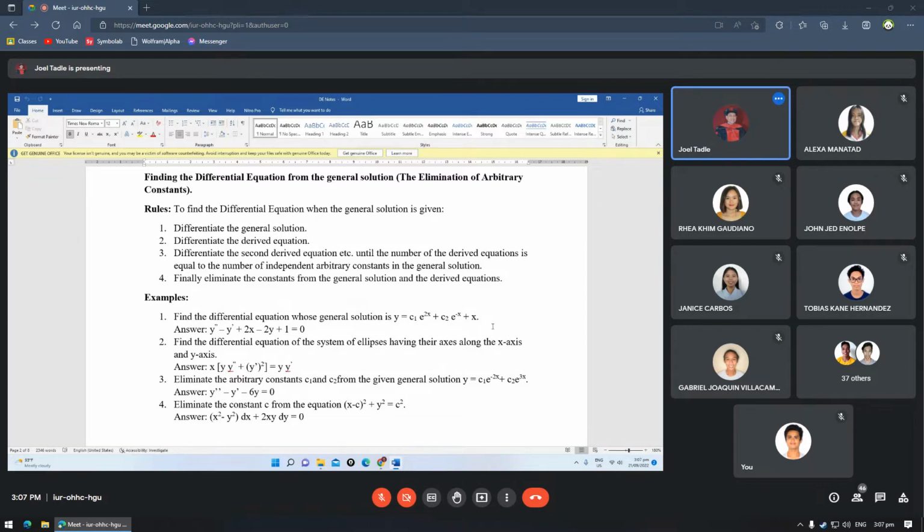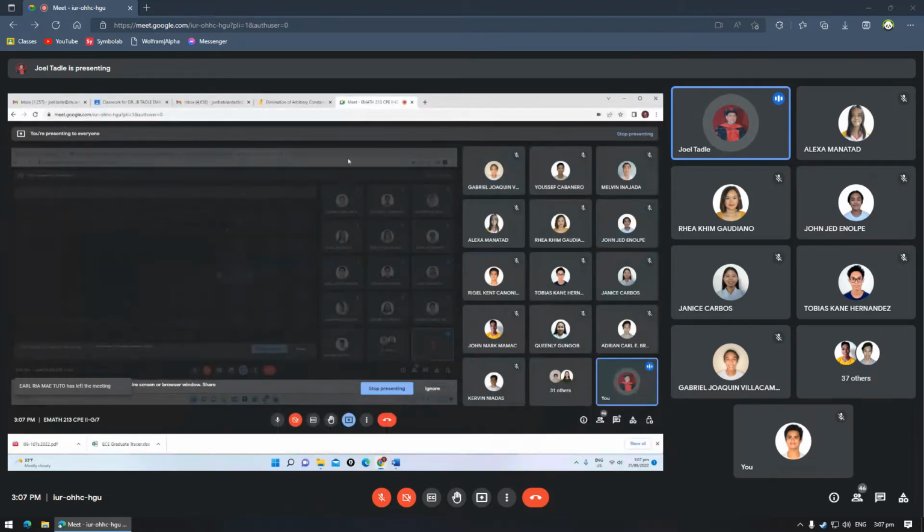Okay, so last time we were given the DE, or the general solution, and we proved it. So now we will find the differential equation. I will shift to Jamboard so we can show the solution to example number 1.